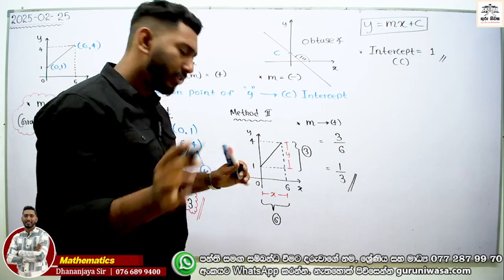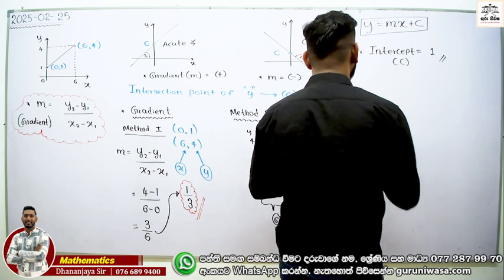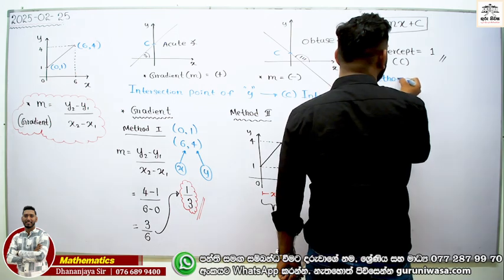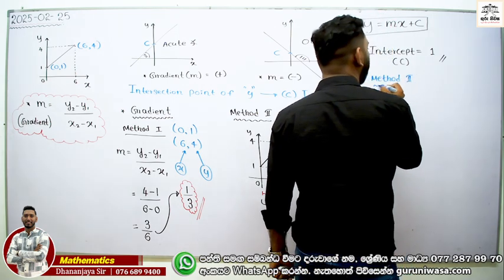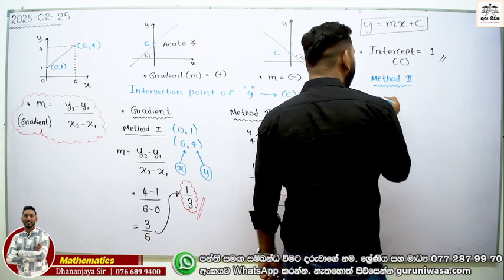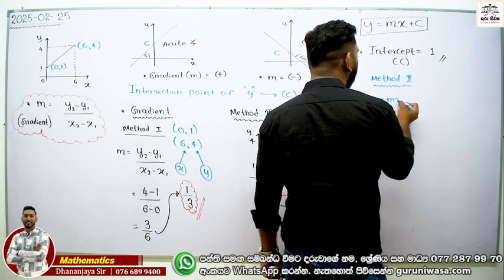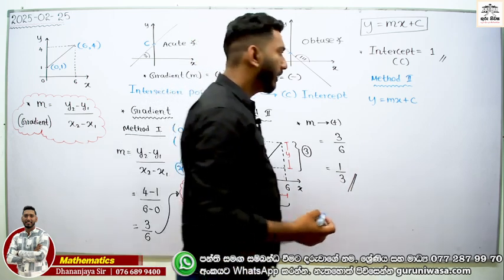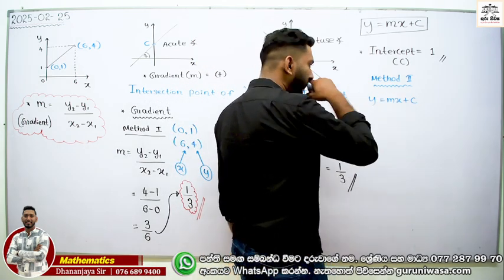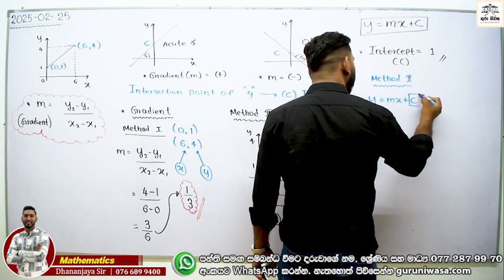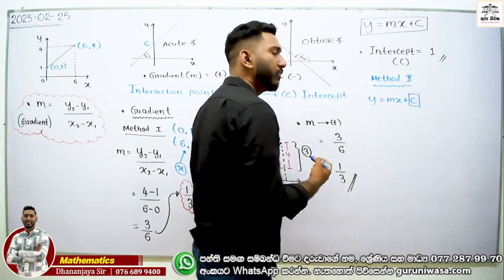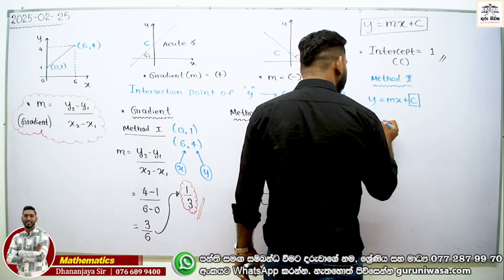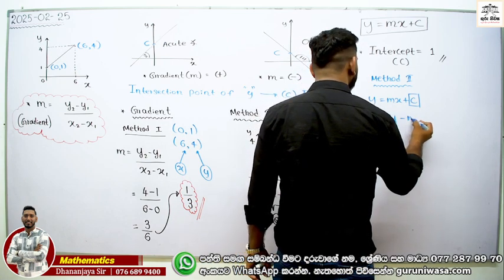But we have another method. තව method එකක් තියෙනවා. Method number 2. How to find the intercept. We know y equals mx plus c. Now I am going to substitute values for y, m and x. Now tell me, what is the value for the c? How to find the c? You have to make c the main subject. Therefore, mx goes to the other side. Then c equals y minus mx.